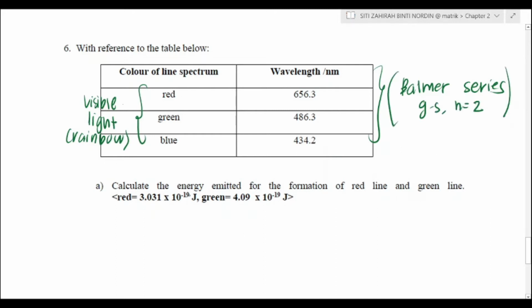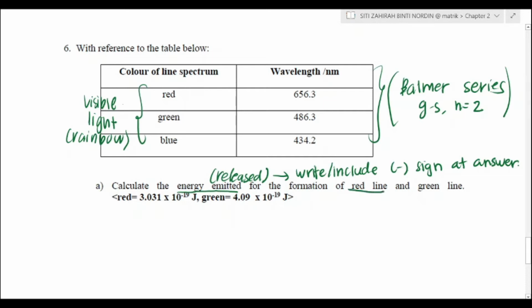So A, calculate the energy emitted for the formation of the red line and green line. The question said the energy is emitted, meaning released. So you need to write or include a negative sign at your final answer. So let's try the red line. We are asked to find the energy for the red and green line.